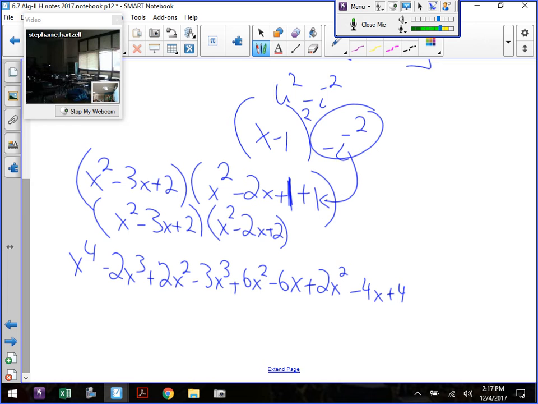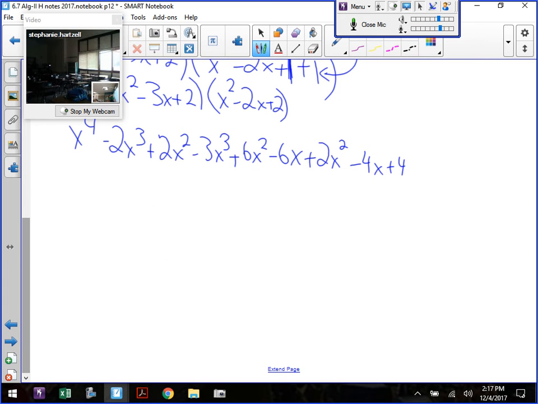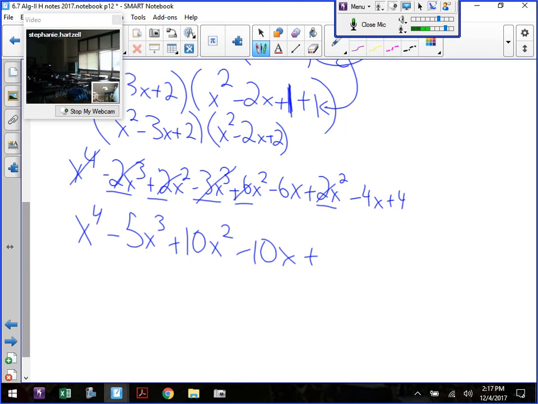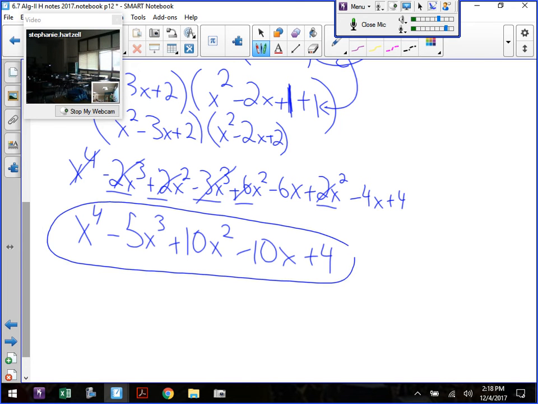You guys ever do that trick? Underline what you're working on and cross them off as you're going through? Polynomial of least degree. That gets you to that. Good times.